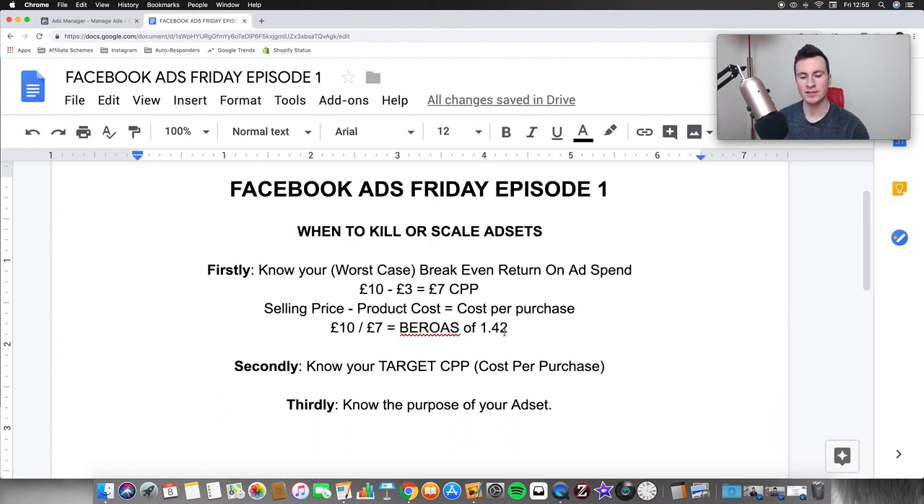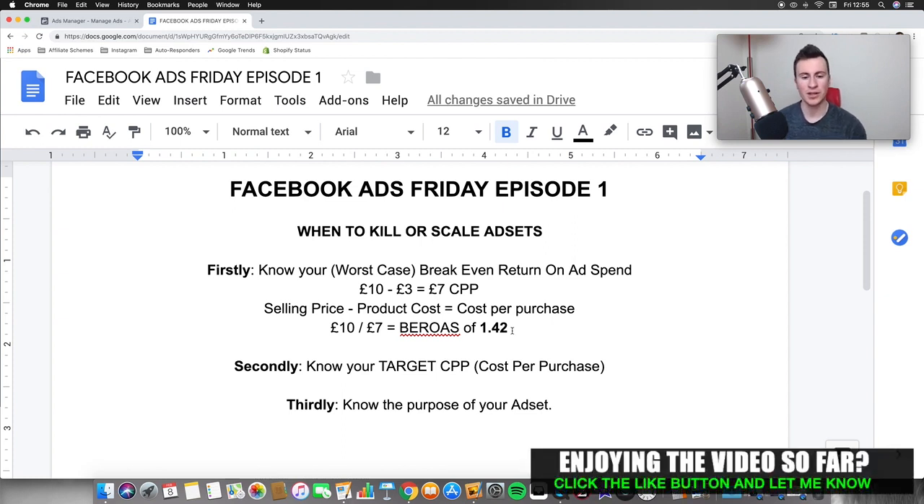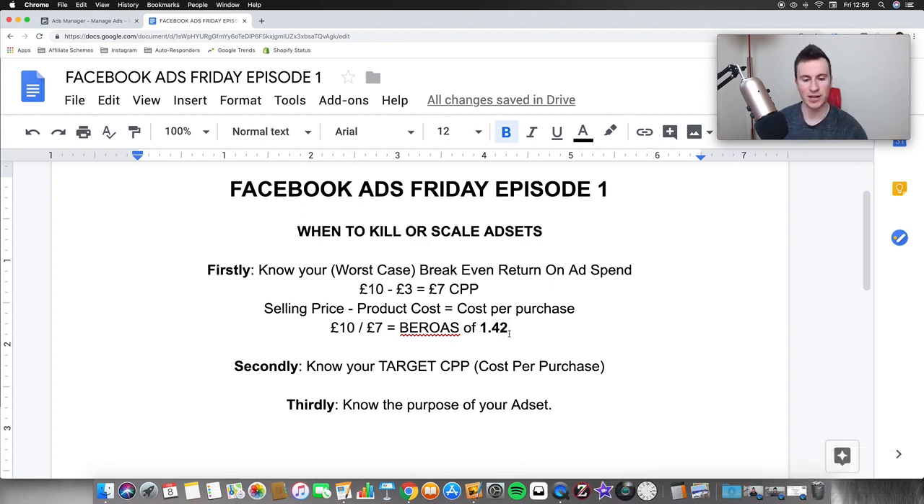Now, the reason this is important is because unless you know this number, in fact, I'll put it in bold, unless you know this number, you're going to be fishing in the dark. You're not going to know if you're making any money or not. Facebook actually gives you your ROAS. I'll show you in a second in my ad manager account, but on an overview, you can tell straight away whether that ad set is actually making you money or not.